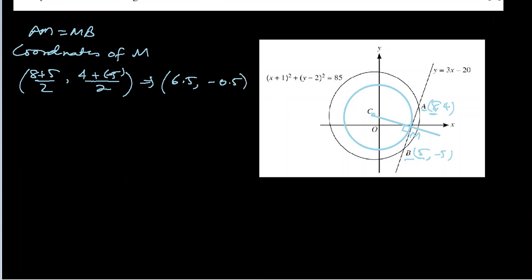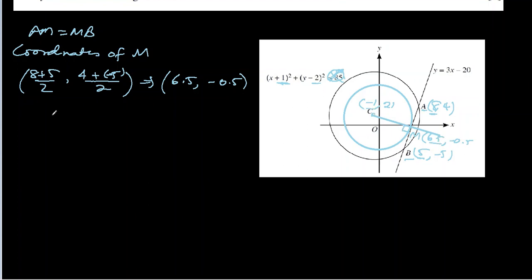Now, we want the equation of the smaller circle, right? Since we know the coordinates now, 6.5 and minus 0.5, and the center is already known to us because of this equation, the x coordinate will be minus 1. We always take the negative of what is in the brackets here, minus 1 and 2. Negative of negative 2 will become positive 2. This is the center. And now 85 was the radius squared of the bigger circle. We can't use this one. So we'll find the radius first.